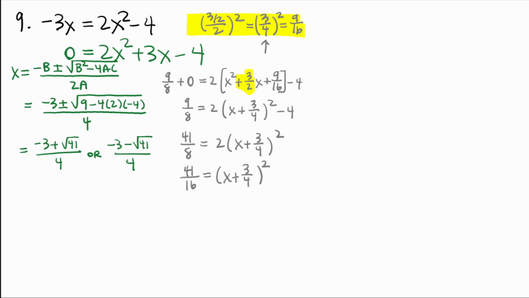Okay, so I'm going to take the square root of both sides, and if I take the square root of 41, I don't know what that is, so I'll just leave it like that. The square root of 16, that's 4. And that's going to be equal to the absolute value of x plus 3/4. Okay. That would mean if I drop the absolute values, I need a plus or minus.